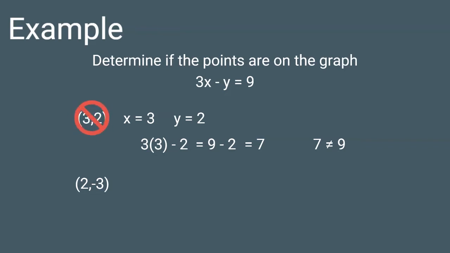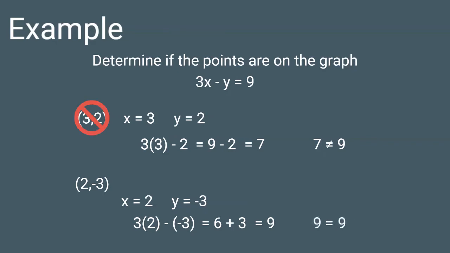Since 7 does not equal 9, the equation is not satisfied, so the point (3, 2) is not on the graph. Let's do the same thing for the point (2, -3). We're going to check whether x equals 2, y equals -3 satisfies the equation. So let's plug in those values for x and y. Doing that, we get 3 times 2 minus a negative 3, or 6, and a negative makes it a positive, so 6 plus 3. 6 plus 3 equals 9. So the equation is satisfied because 9 equals 9. So the point (2, -3) is on the graph.